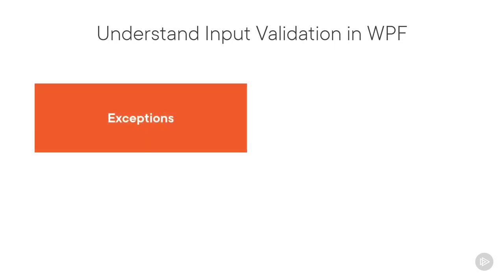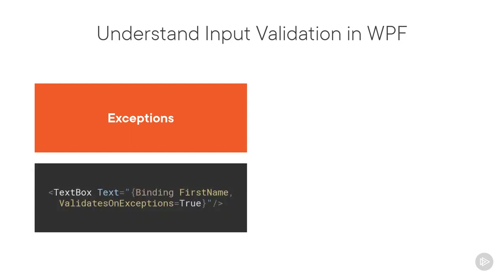The first approach is exceptions. You can throw an exception in the setter of the firstName property if the input is invalid. On the data binding, you need to set the ValidatesOnExceptions property to true so that the data binding will add the error to the user interface.